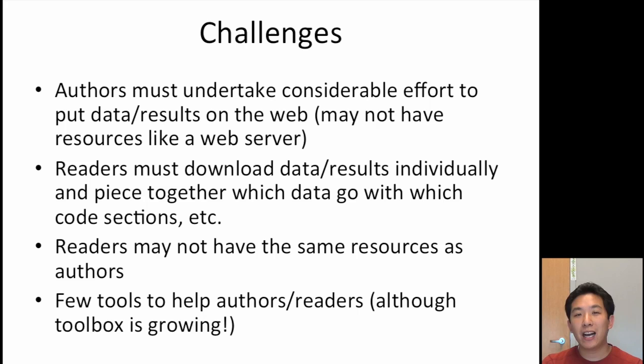Furthermore, readers may not have the same resources that the original authors did. So if the original authors used an enormous computing cluster, for example, to do their analysis, the readers may not have that same enormous computing cluster at their disposal, so it may be difficult for readers to exactly reproduce the same results. And generally the toolbox for doing reproducible research is small, although it's definitely growing, but there are a lot of needs.